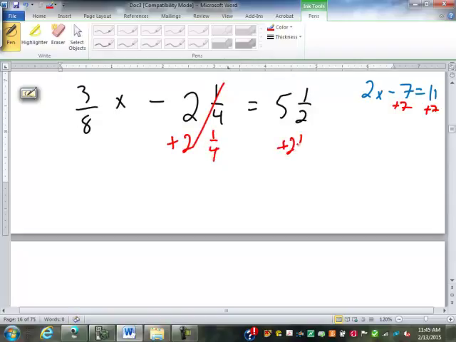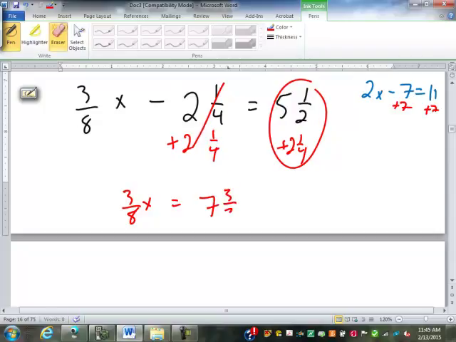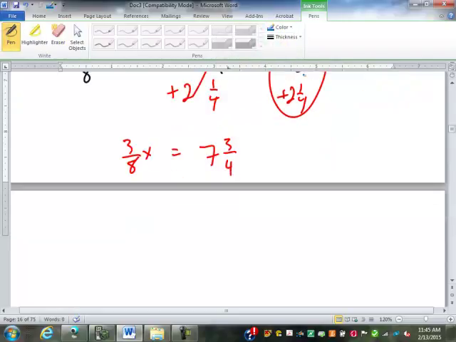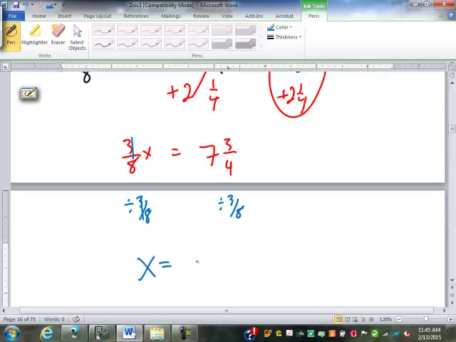So we're left with 3/8 x equals 5.5 plus 2 1/4. You could find the common denominator if you want to. At this point, I'm just going to see it. 1/2 and 1/4 is 3/4, so that's 7 3/4. And then, of course, you're going to divide by the 3/8. So x equals 7 3/4 divided by 3/8.